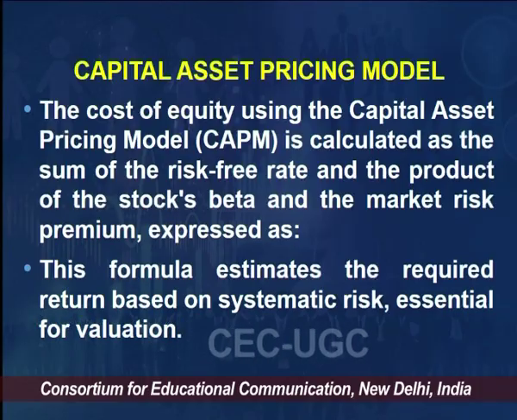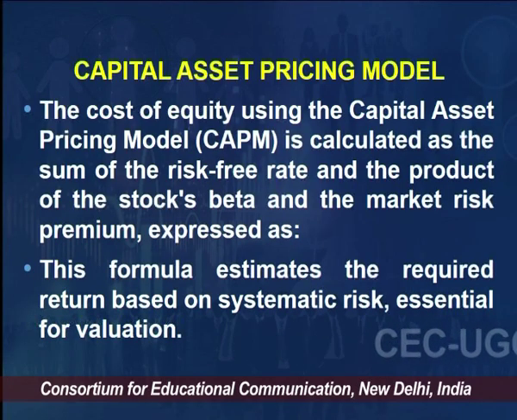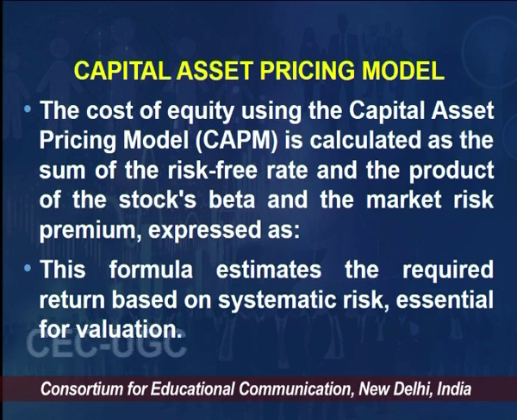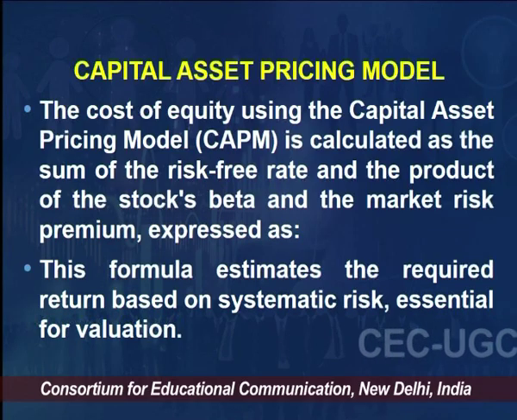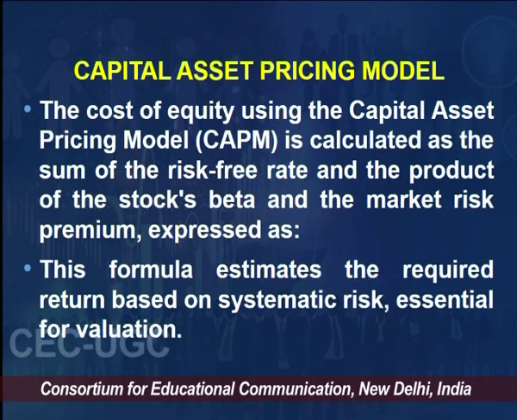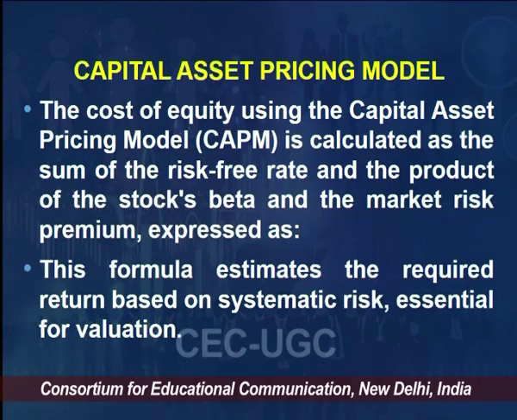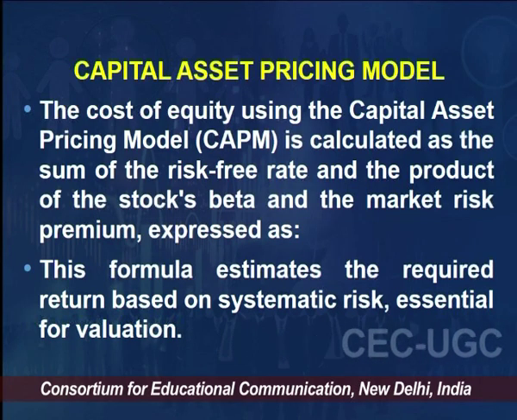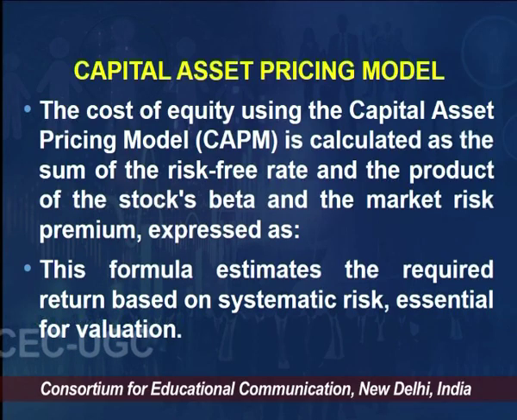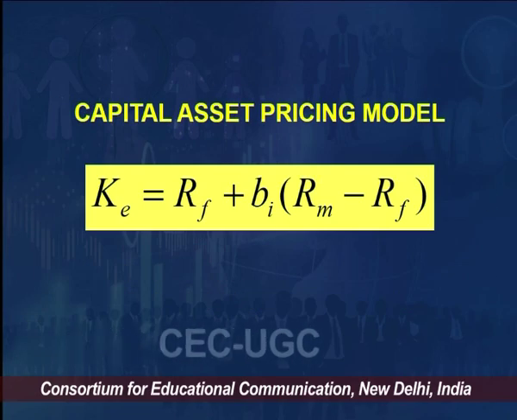The cost of equity using CAPM, or capital asset pricing model, is calculated as the sum of the risk free rate and the product of the stock beta and the market risk premium, expressed as the formula which I am going to show you. The formula estimates the required return based on systematic risk, essential for valuation. So, the most important thing is the systematic risk. I will first show you the method and then I will explain it.